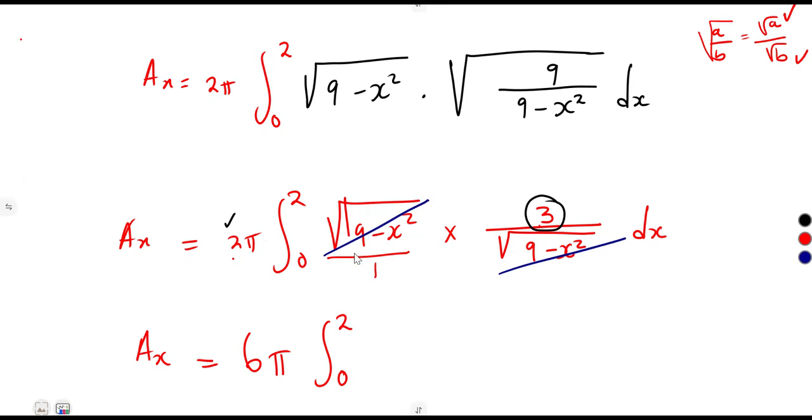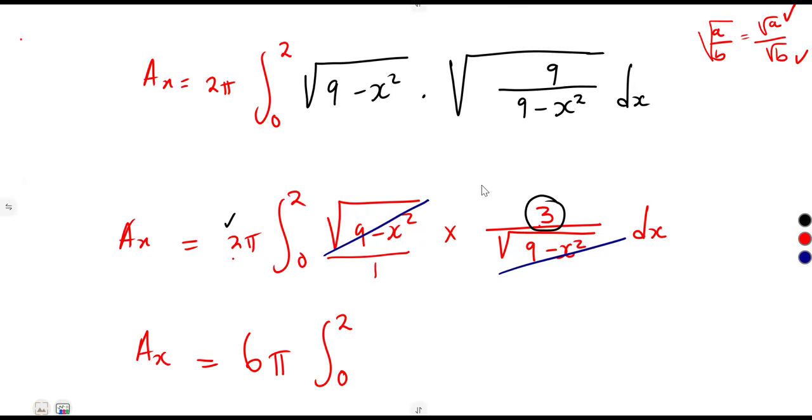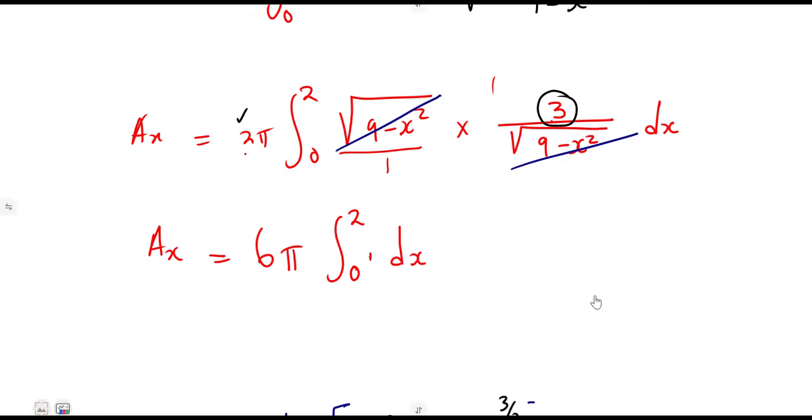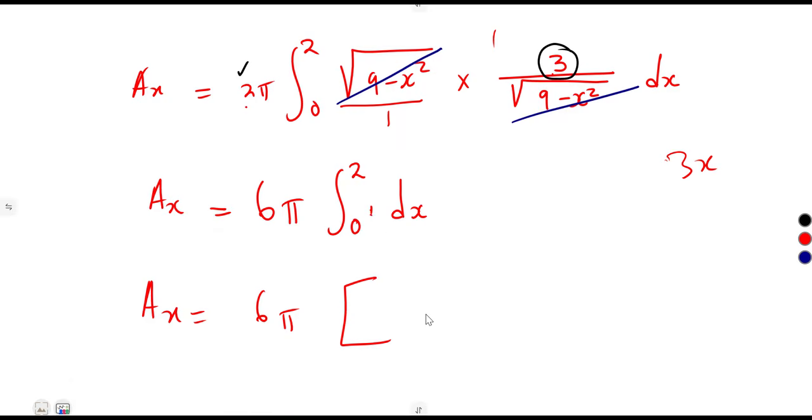The integral of what? As we can see, we've removed everything. There's nothing left in the integral. It's just like 1. So it is just dx. You are just integrating with respect to x. So integrating 1 with respect to x gives us what? It gives us x. So even if there was that 3, you're going to have 3x. So here it's just 1. So that is it. So it's going to give us 6 pi. The integral of 1 with respect to x, that is x. Our limits from 0 to 2.